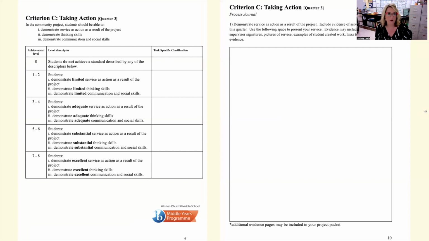Third quarter will then have an additional rubric, and this is the actual taking action portion. So this is where you decide if you are choosing to go out and work in a food bank or an animal shelter or a senior community or an elementary school, any of those direct service types of actions. This is when you would actually be going out into the community and doing that work.